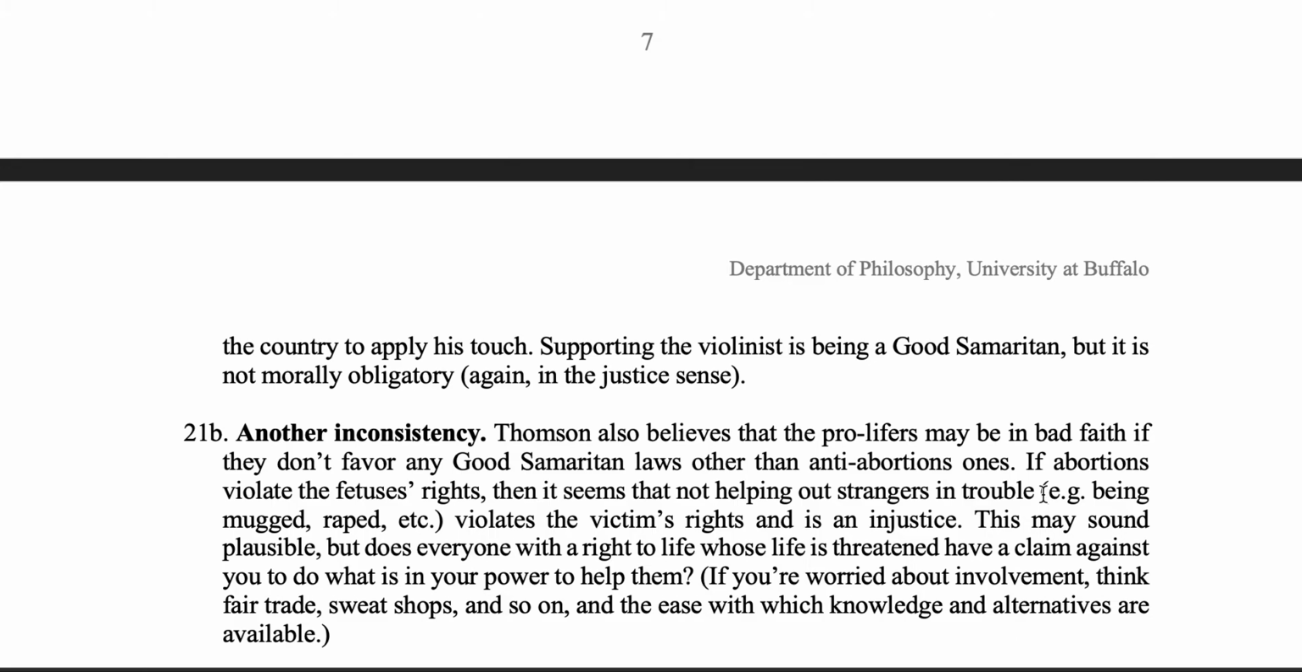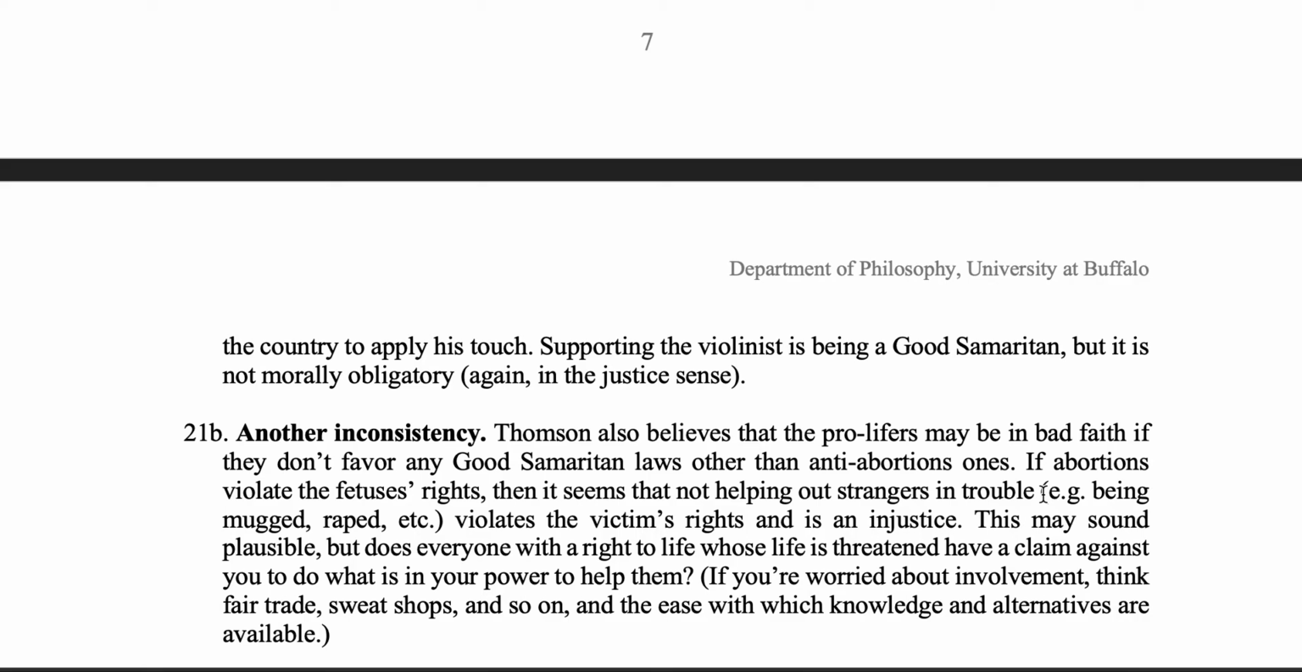So, Thomson also thinks that the pro-lifer may be in bad faith if they don't favor Good Samaritan laws other than anti-abortion ones. So, if the pro-lifer thinks, well, the mother should still go through with the pregnancy even if it's not wanted, because that would be the decent thing to do, they need to do this kind of Good Samaritan thing, right? It's like, well, what about all these other Good Samaritan laws that the pro-lifers are not arguing for? If abortion violates the fetus's rights, then it seems like not helping out strangers in trouble would violate their rights. Right? If you see someone being mugged and you don't help, why aren't you violating their rights?